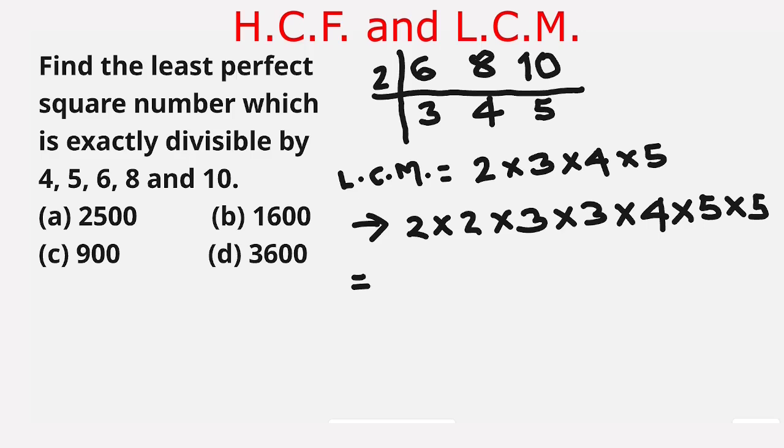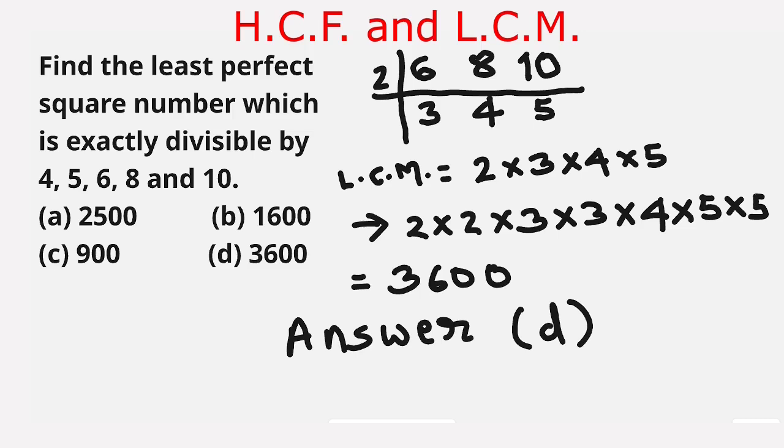And now we will multiply the balance numbers. 4 multiplied by 3 is 12. 12 times 3 is 36. And 36 multiplied by 100 is 3600. And 3600 is a perfect square, and this is divisible by 4, 5, 6, 8 and 10. And from the given options, our answer is option D, 3600. I hope you have understood the method of solving such type of questions. We go to the next question.